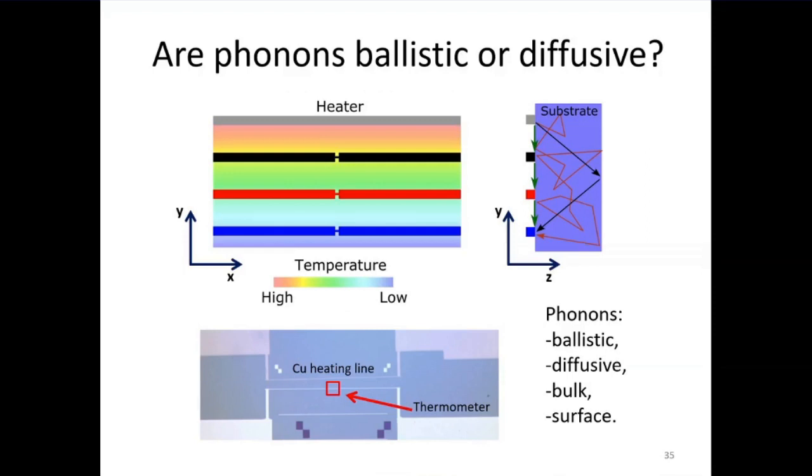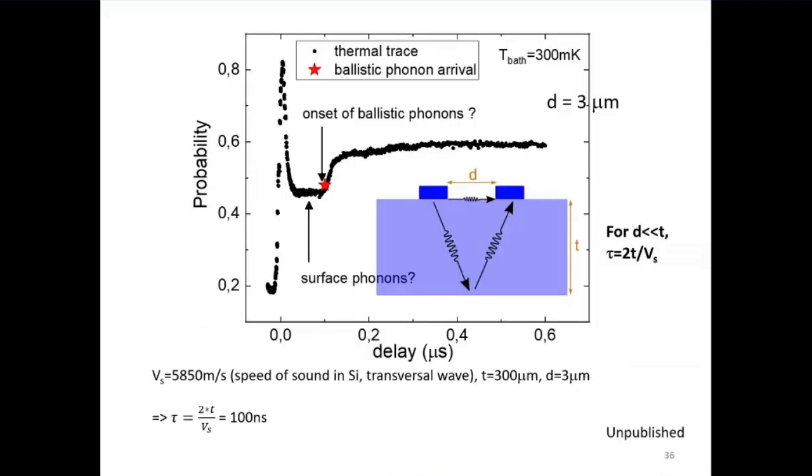Here this is the copper heating line, and then the phonons propagate through the substrate and hit this bridge after some time.